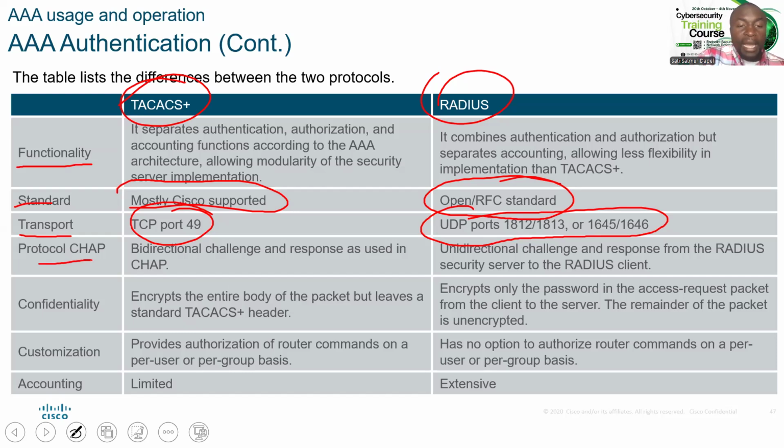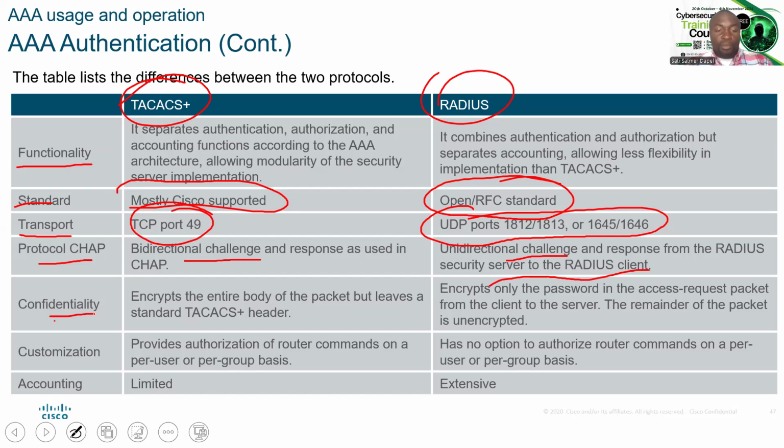Okay. How about the CHAP protocol? For TACACS+ it is a bidirectional challenge. That means both transmission and receiving. But for RADIUS it is a unidirectional challenge and response from the RADIUS security server to the RADIUS client. How about confidentiality? TACACS+ encrypts the entire body of the packet, but leaves a standard TACACS+ header. Here in RADIUS, it encrypts only the password in the access request packet from the client to the server.